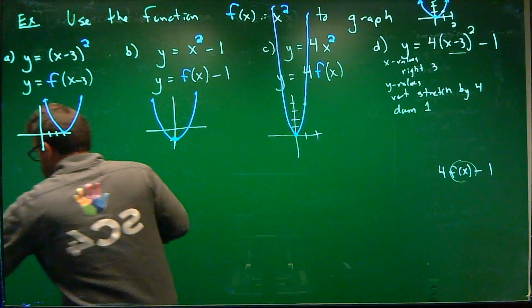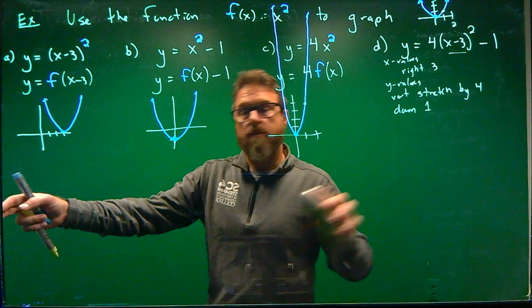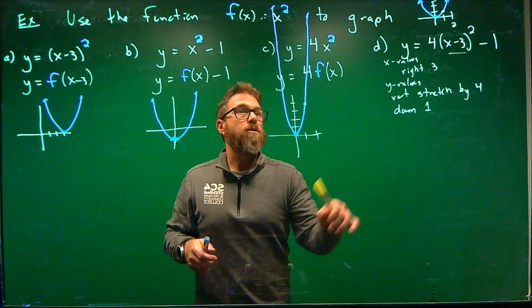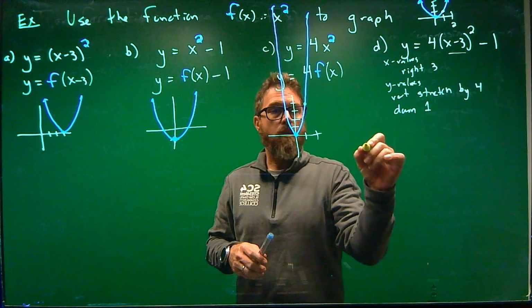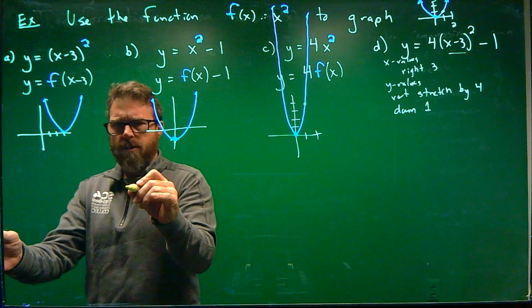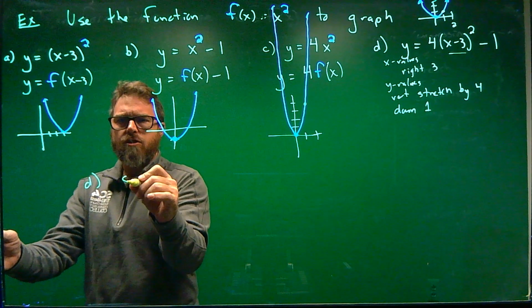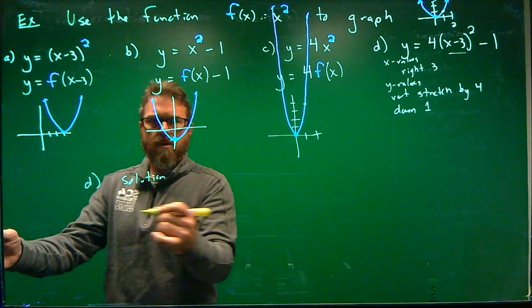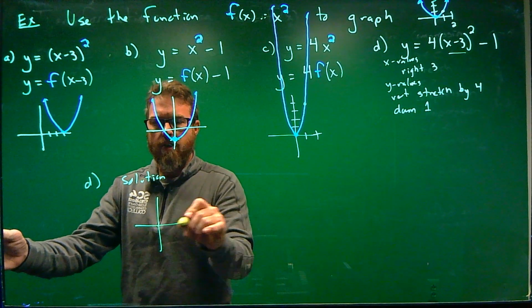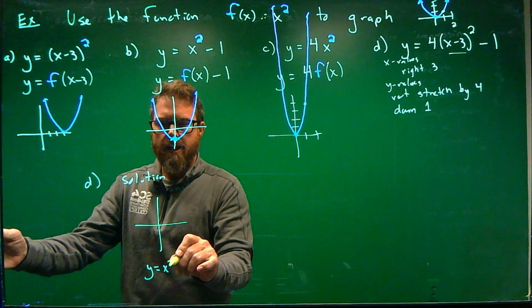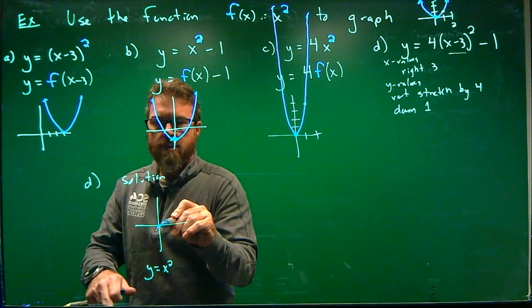So let's see the progression of these, and I'll write this out. First, my parent function, let's just start it over here. We've got a lot of room. Let's do our solution, and I'll just do moving this way. So our parent function, y is equal to x squared, looks like this.